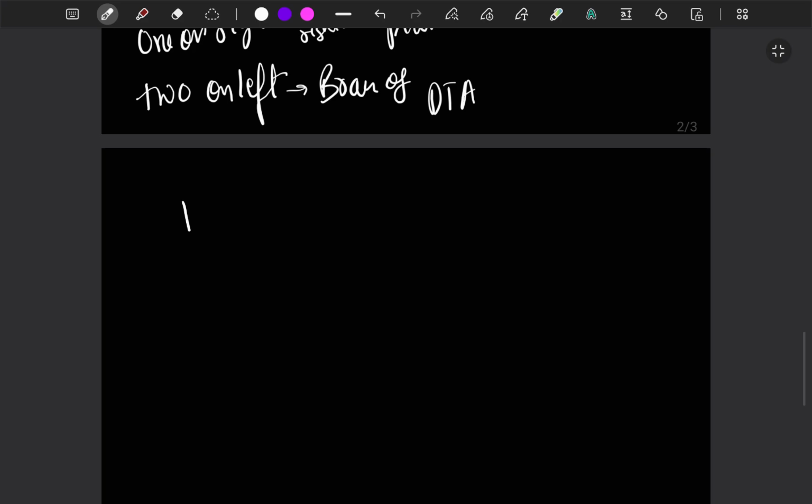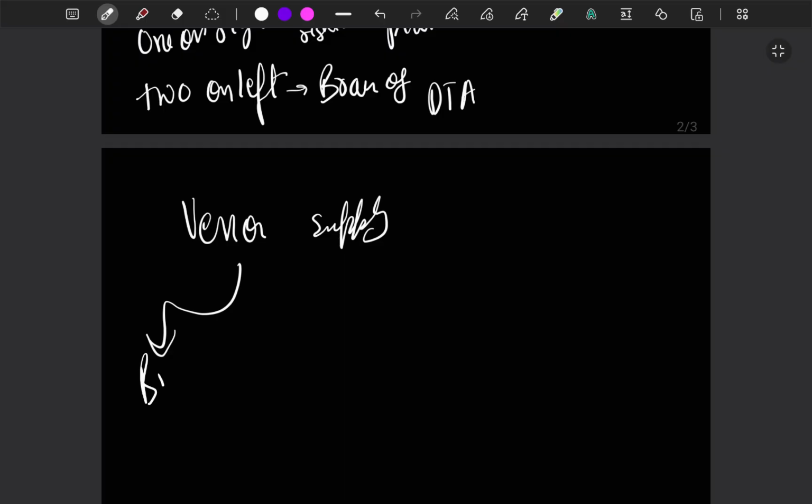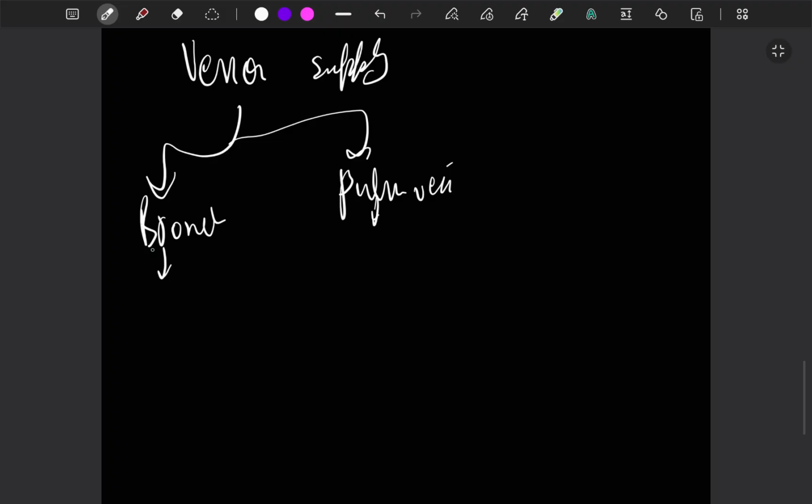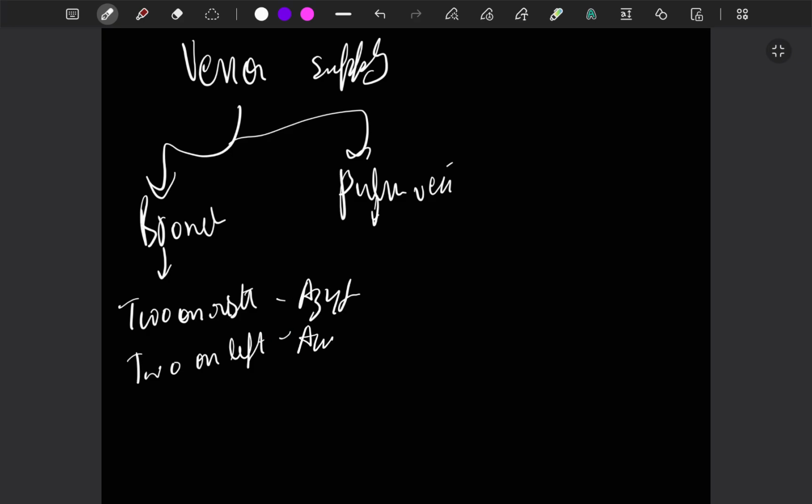Okay, now let's go on to venous supply. There is the bronchial vein and then there is the pulmonary vein. Bronchial veins: there are two on the right and two on the left. Azygous, accessory and hemiazygous. These enter the left atrium.